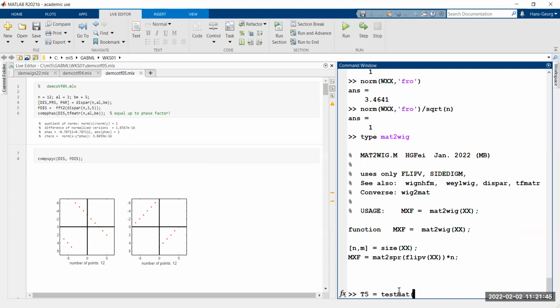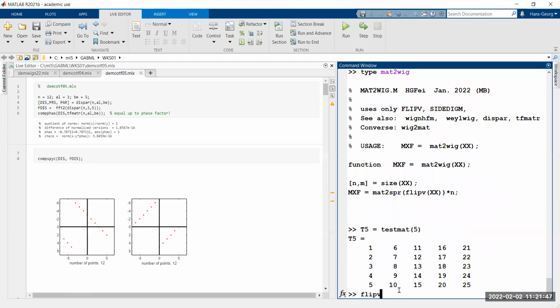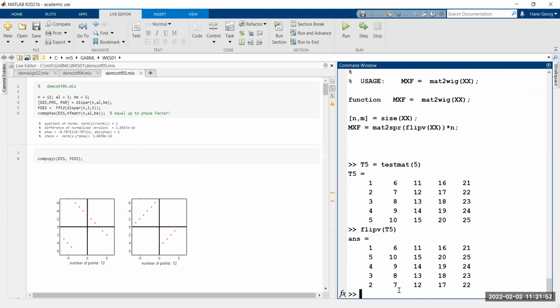T5 is my test matrix of size 5, and flip vertical of T5 just means I'm doing an involution column-wise. So I'm thinking that the values 1, 2, 3, 4, 5 are the unit roots of order 5. I'm reading it backwards. So you're still starting with omega to the power 0. So 1 is here, but then you're going in the opposite direction.